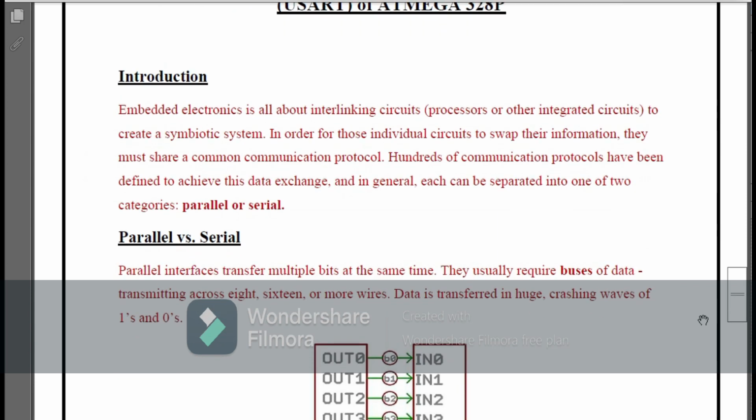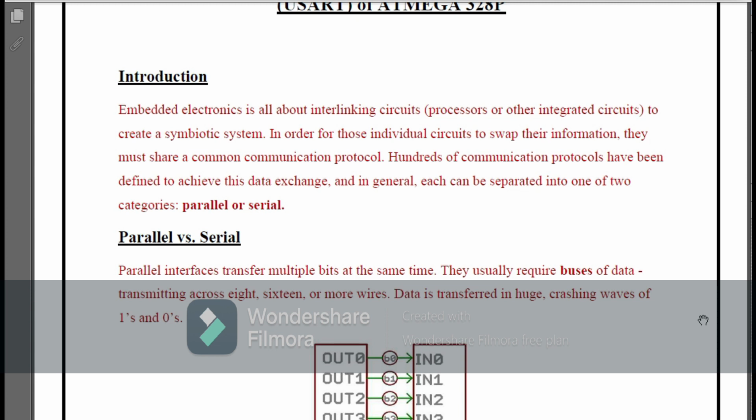So the introduction: embedded electronics is all about interlinking circuits, processors, or other integrated circuits to create a symbiotic system. In order for those individual circuits to swap their information, they must share a common communication protocol. Hundreds of communication protocols have been defined to achieve this data exchange, and in general, each can be separated into one of two categories, parallel or serial. So, in general, we have two types of communication: parallel or serial communication.